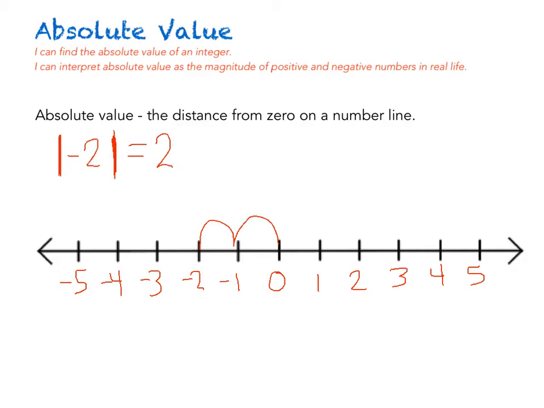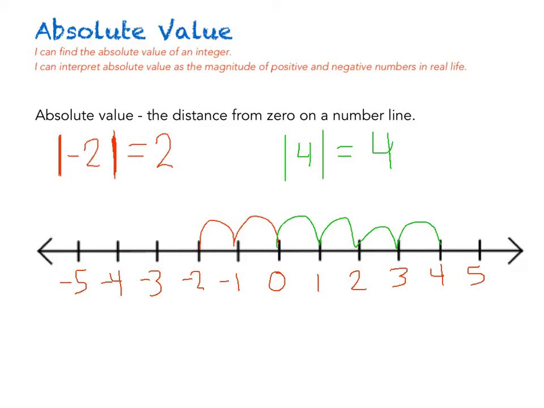Now let's try to find the absolute value of a positive number. Let's say we want to find the absolute value of the number 4. This means that we want to find the distance 4 is from 0. So if we start at 0 and make our jumps, that's 1, 2, 3, 4 jumps. So the absolute value of 4 equals 4.